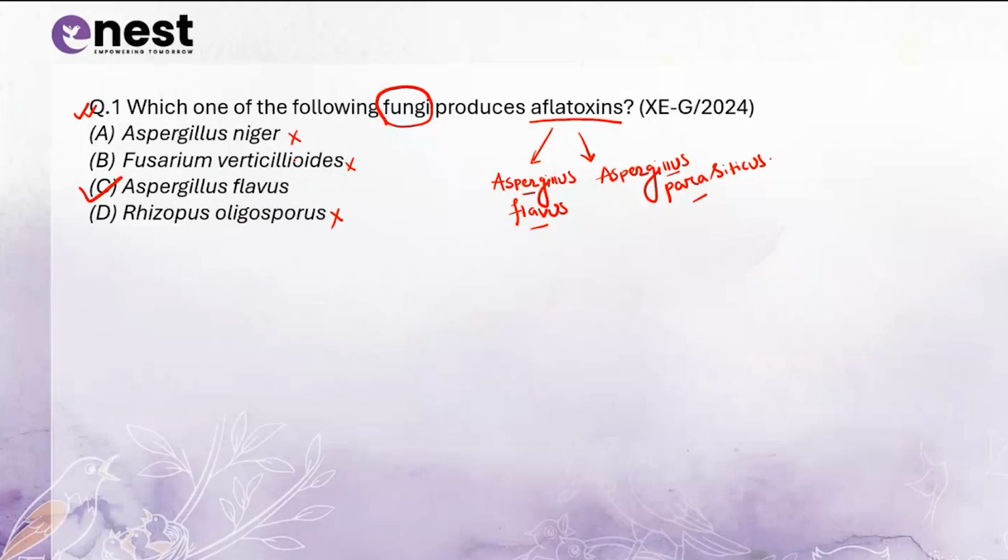Apart from Aspergillus flavus, all of the other options are majorly responsible for the production of some other metabolites or products. So here the correct option for this question is option C, that is Aspergillus flavus produces aflatoxin. If Aspergillus parasiticus had been given in this problem, then that can also be the answer.